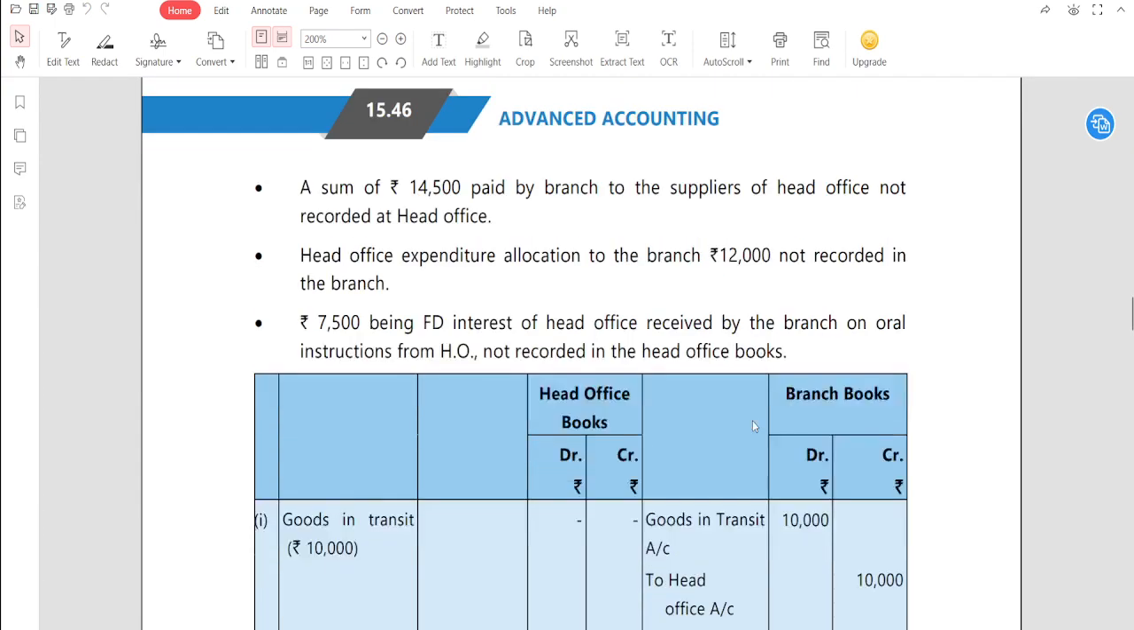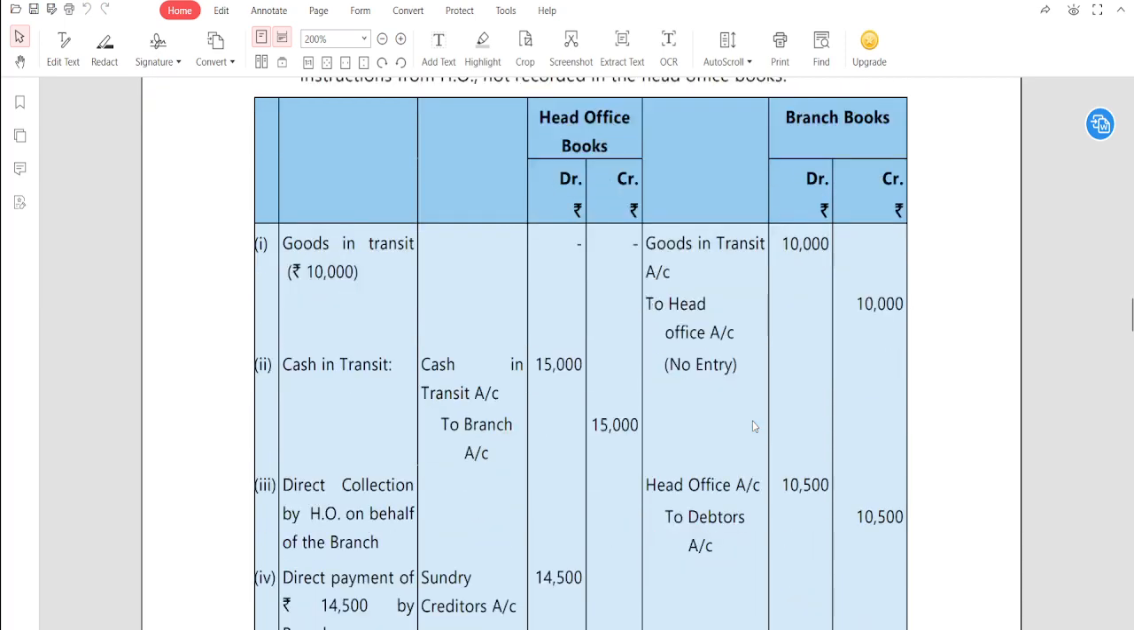Now next, 7,500 being FD interest of HO received by branch on oral instruction from HO not recorded in the HO books. So it means 7,500 being FD interest of HO received by the branch on oral instruction from HO not recorded in the HO books. So in this particular case, what is going to happen? FD interest received by the branch. Okay, so not recorded in the HO books. So HO needs to record this.